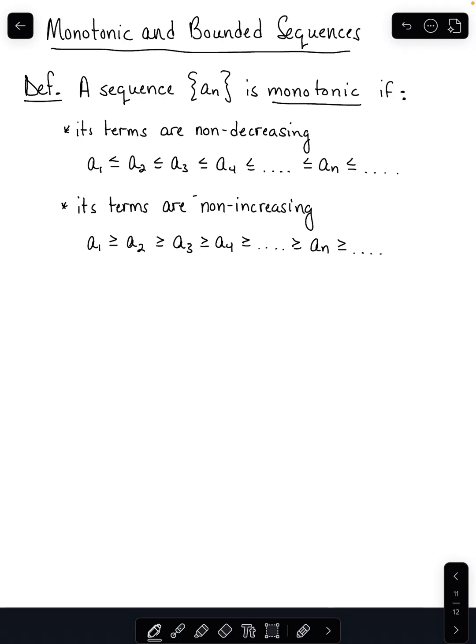For example, here's a sequence we saw before. This ended up having terms that went back and forth between 2 and 4 forever. This is not monotonic.